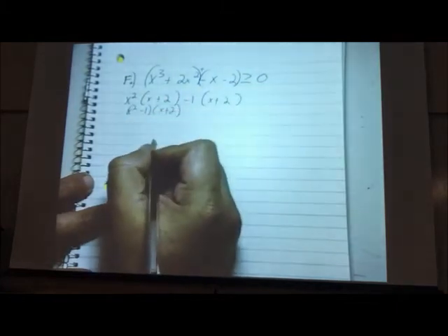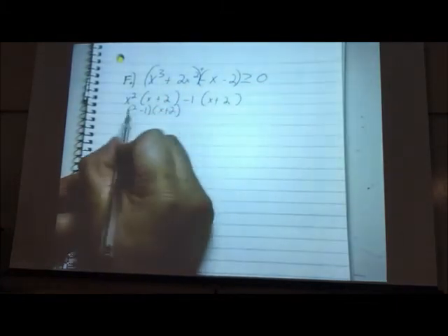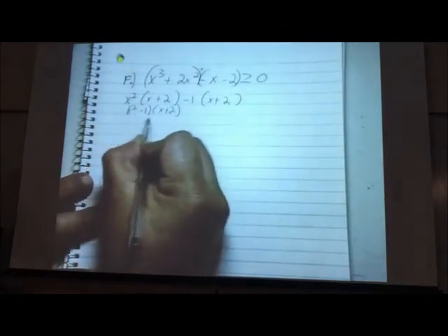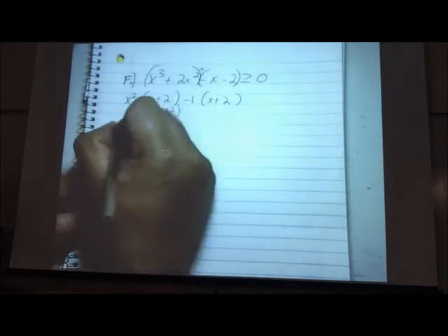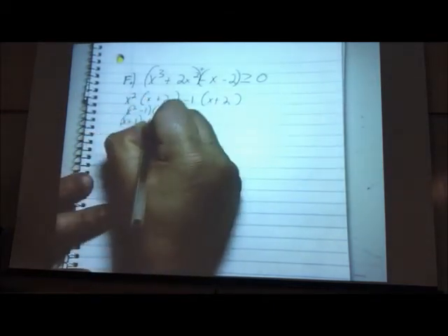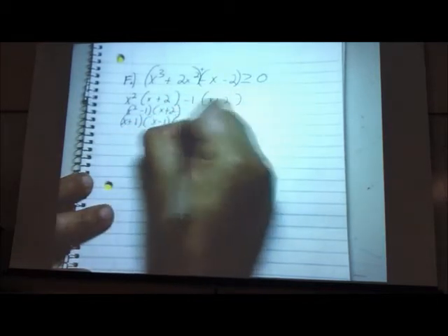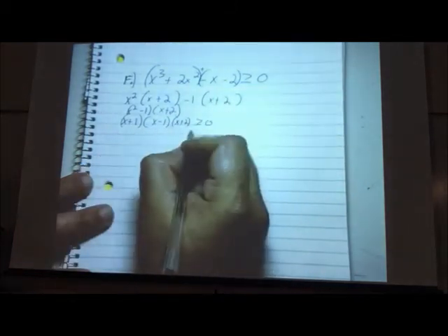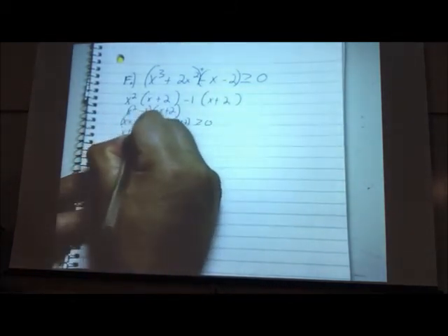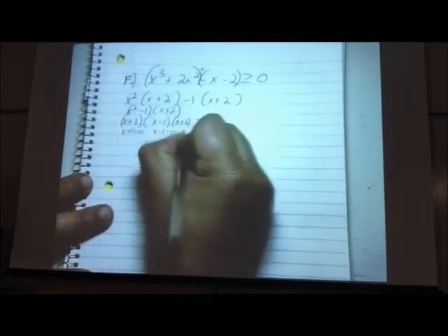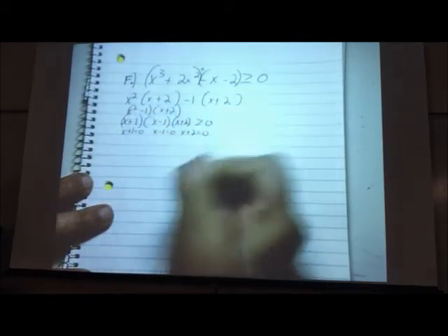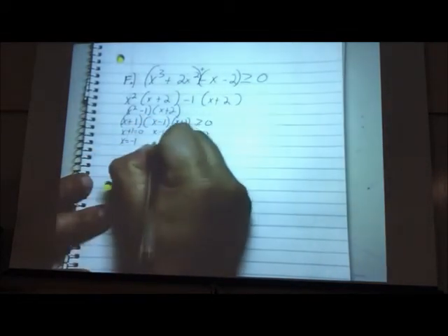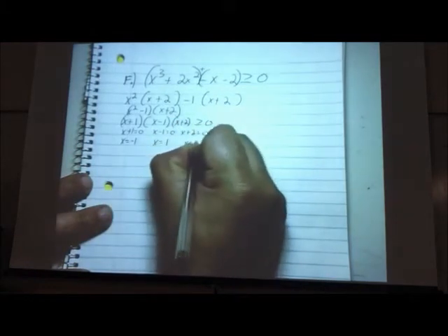Am I done? No. Why? You need to go a step further. And what can I do here? Does anybody remember? It's a square. Difference of squares, all right. X plus 1, x minus 1, x plus 2. Set to 0: x plus 1 equals 0, x minus 1 equals 0, x plus 2 equals 0. Solve for x. X equals negative 1, x equals 1, x equals negative 2.